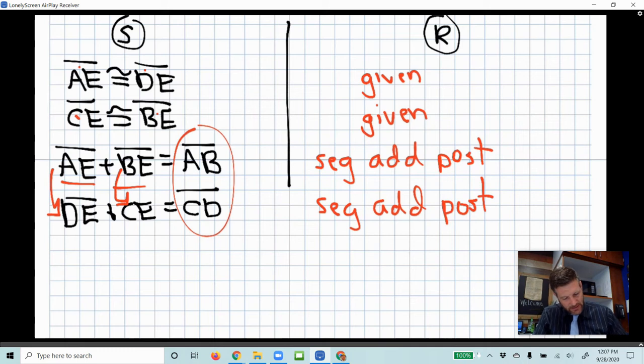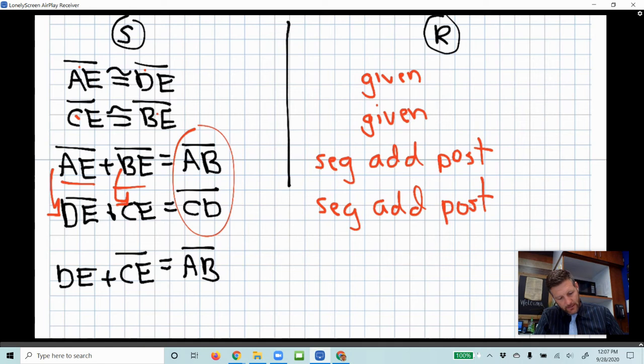So in other words, let's take AB. AB, which I've already said is equal to AE plus BE, but what if I substitute what they're equal to? In other words, instead of AE, I could say that's DE. Instead of BE, I can say that that's CE.